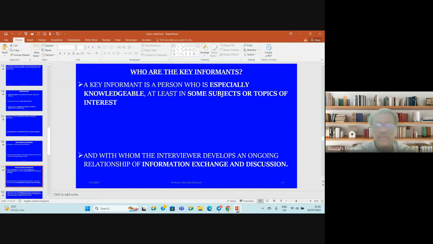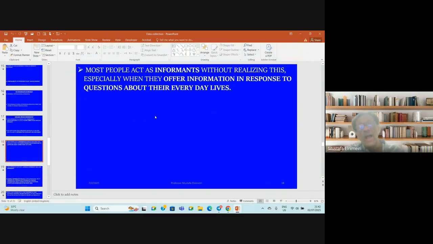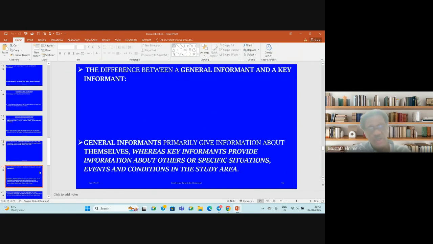A key informant is a person who is especially knowledgeable, at least in some subjects or topics of interest, and with whom the interviewer develops an ongoing relationship of information exchange and discussion during the interview. Most people act as informants without realizing that they are informants, especially when they offer information in response to questions about their everyday lives. And this is the general informant, as we come to see. So we need to differentiate between a general informant and the key informant.